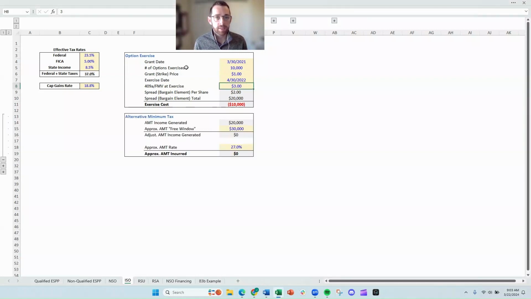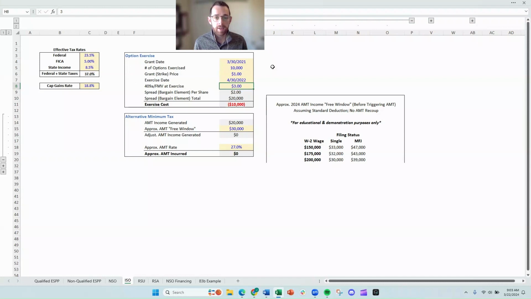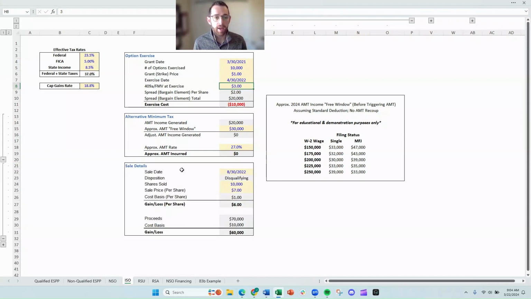Okay, so ignore the sale details for right now. But this $20,000 bargain element is considered a positive adjustment for AMT. So we've noted that here. Now you'll see what we have here is a free window of AMT. Well, what does that mean? What am I talking about here?